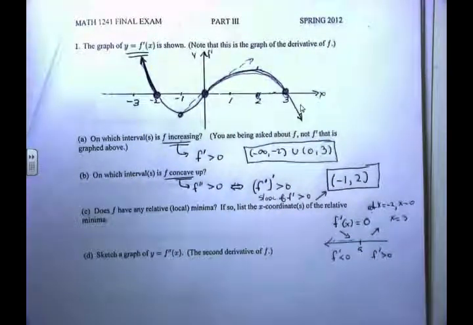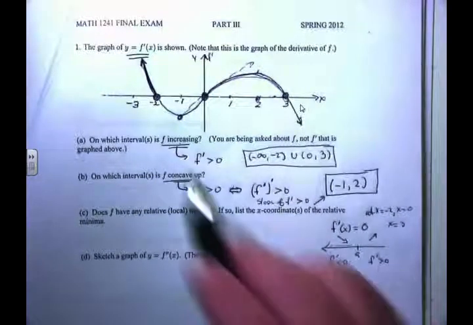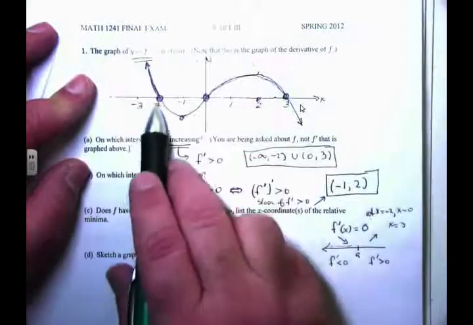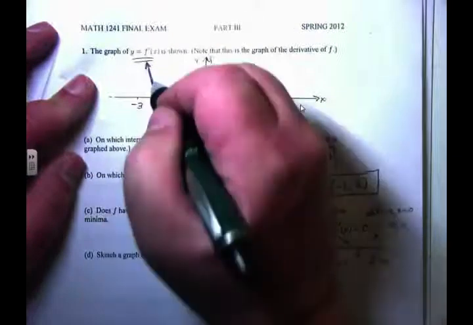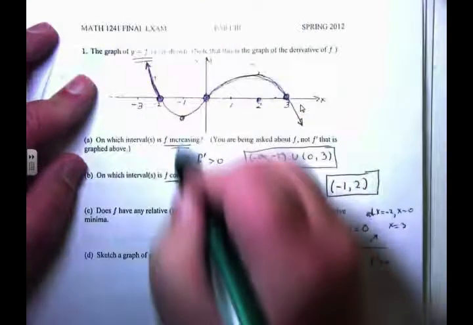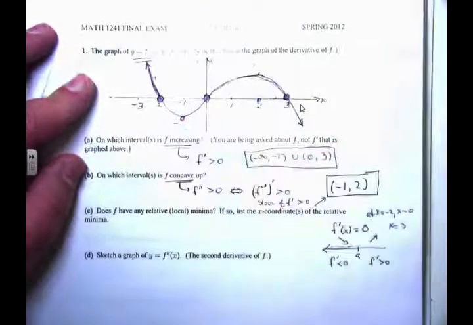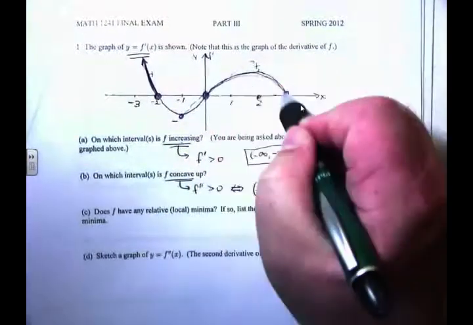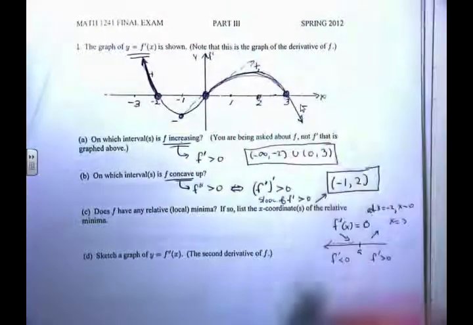Does that make sense? Which one is going to be a minimum? You have to look at the slope. The derivative has to be negative and then positive. Remember, this is the derivative graph. Over here, the derivative is above the x-axis. Here the derivative is below the x-axis, where it's negative. Here the derivative is above the x-axis, and here the derivative is below.